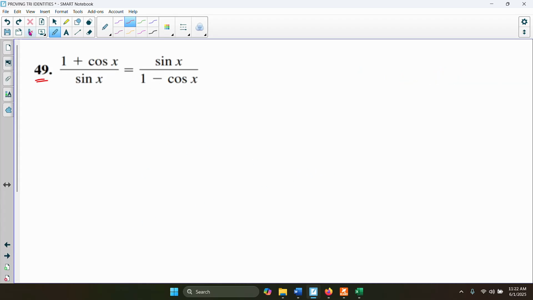Okay. Now remember, one of the strategies: you only work on one side at a time. You can't just say, hey, I'm going to multiply both sides by sine, as an example. You can't do that. But you pick a side and you work on that side, and you typically pick a more challenging side. But in this case, they're kind of the same difficulty.